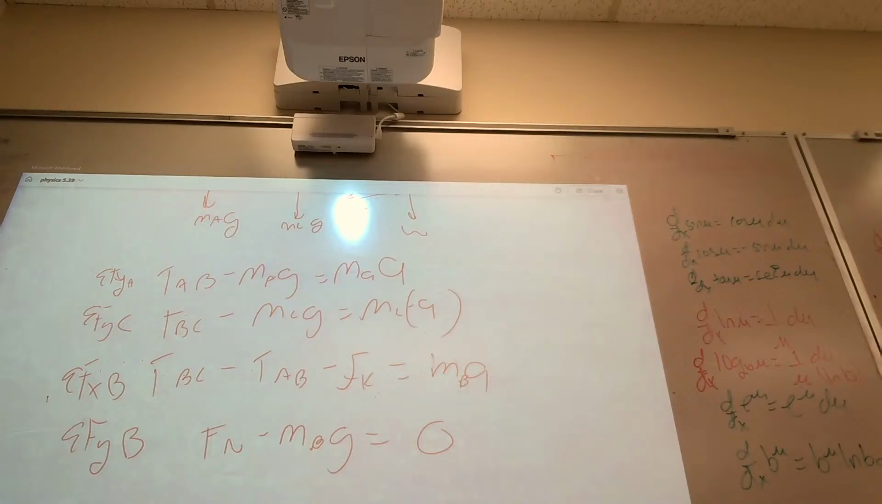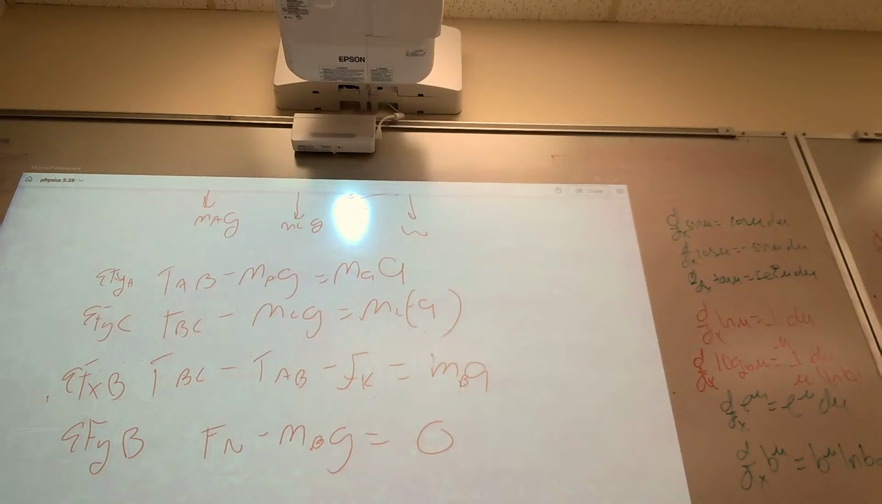Did you understand this part here? There's three objects, right? Two in the Fy, one in the Fx. That's exactly what you have. Now put in what masses you're talking about. This is the weight of C, and that's an A right here.